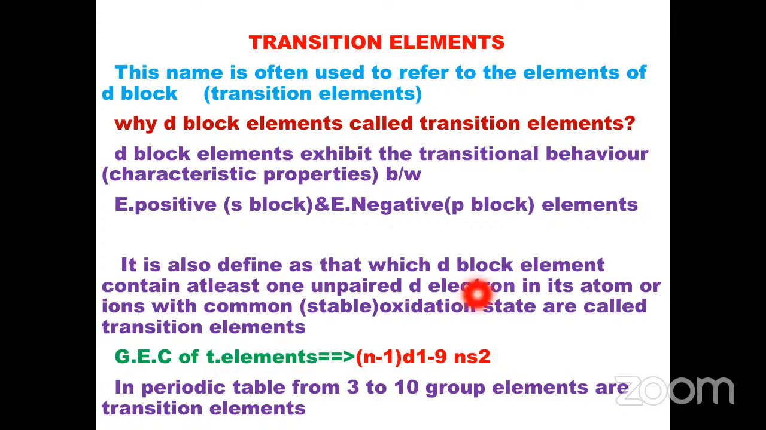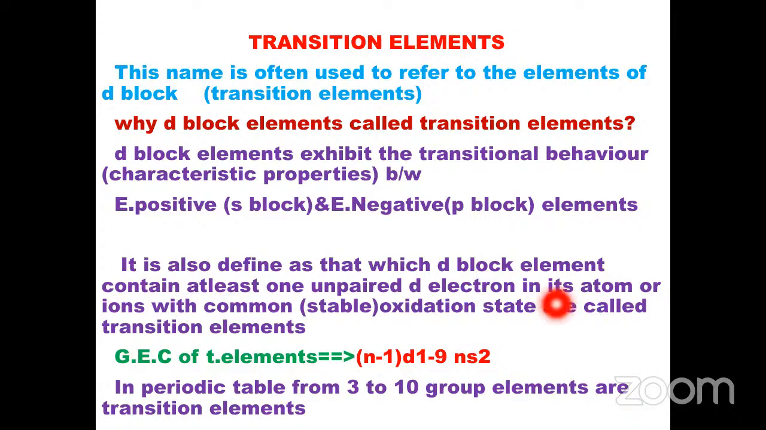The general electronic configuration of transition elements is (n-1)d 1 to 9 only, because in the d block elements the d orbital from 1 to 9 contains at least one unpaired electron. So the electronic configuration of a transition element is (n-1)d 1 to 9 ns2. In our periodic table, groups 3 to 10 are transition elements.